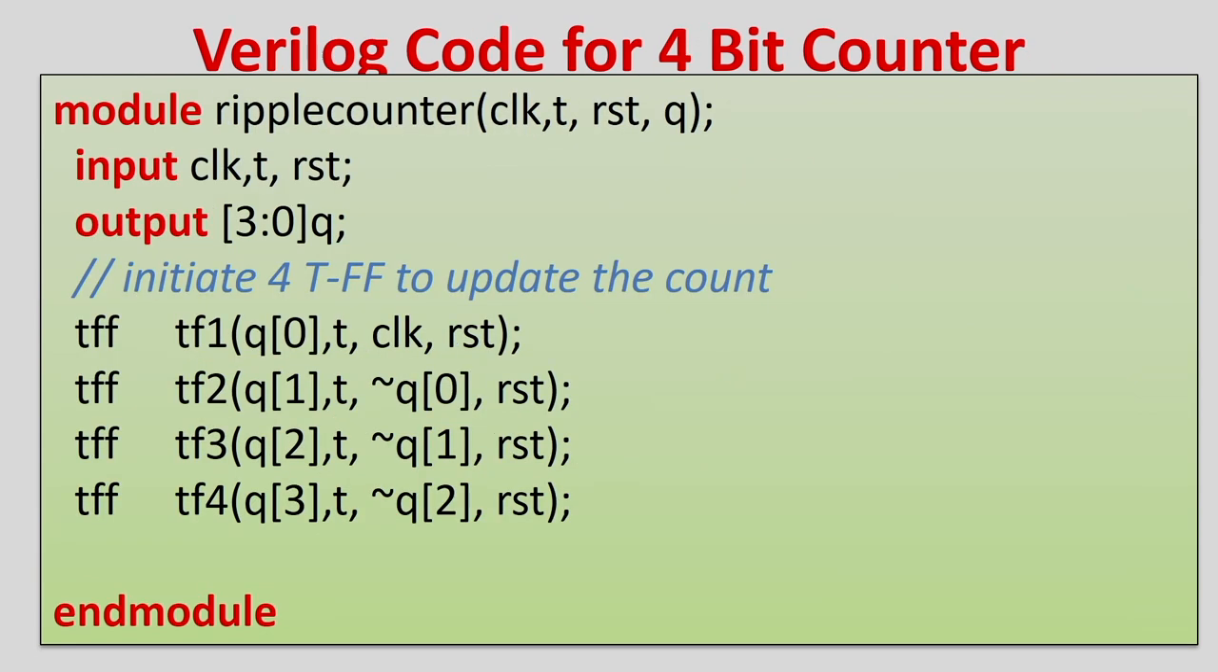And based on this, using the same module, we are instantiating 4 T flip flops to update the count. This is Q0, Q1, Q2 and Q3, in Q3, Q2, Q1, Q0 format. So, this is the MSB side and this is the LSB side. And whatever the complemented output of Q0 is, we are giving it as clock to the next one. This is also a complemented output. So, complemented outputs are given as clock, and you can reset at any moment if you make reset equal to 1. And this is the Verilog code for the 4-bit counter.